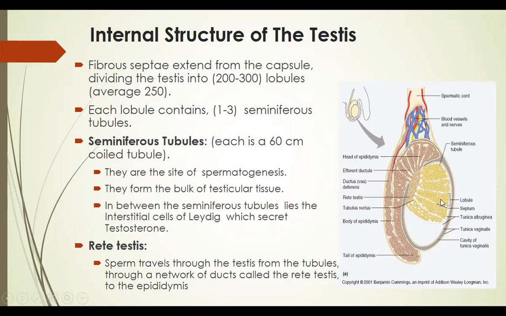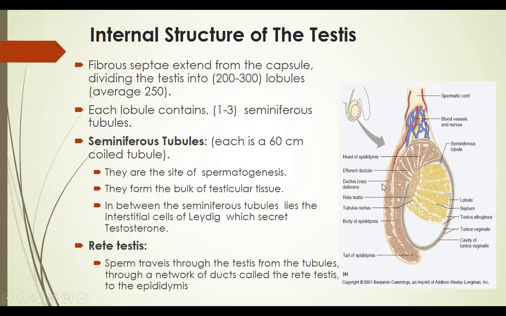So there will be 200 to 300 lobules, an average of 250, and each lobule contains almost 1 to 3 seminiferous tubules. If you take an average of 2, there will be almost 500 seminiferous tubules in 250 lobules. So if you imagine that there are 2 in each lobule and 250 lobules, there should be at least 500 seminiferous tubules.